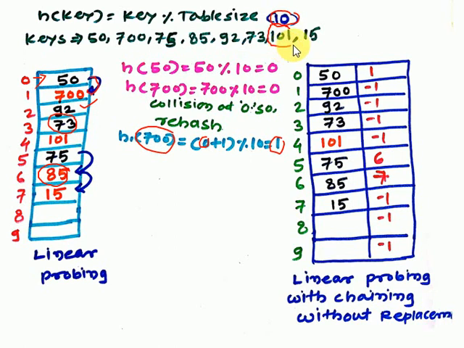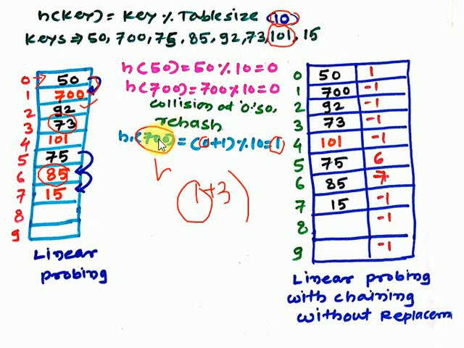101. So 101 mod 10 is 1, but at the first location there is 700. So we'll find the next location: 1 plus 1 is 2, mod 10 equals 2. But again at 2 there was already data. So since the hash value for 101 is 1, this time I'll add 2. So 1 plus 2 is 3, 3 mod 10 is 3. But again at the third location there is 73. Next time I'll add 3. So 1 plus 3 mod 10 is 4. So the fourth slot is available and I will insert 101 here.